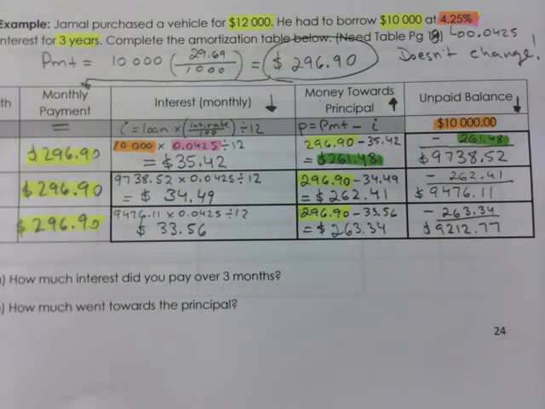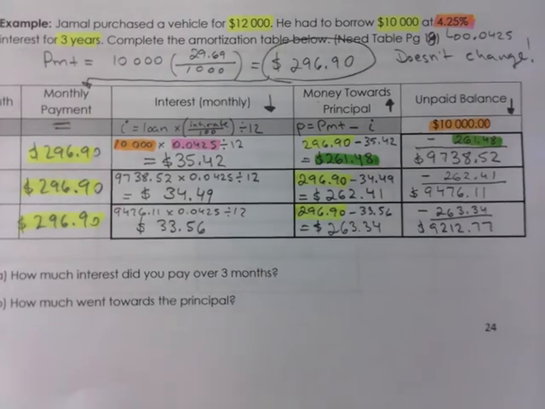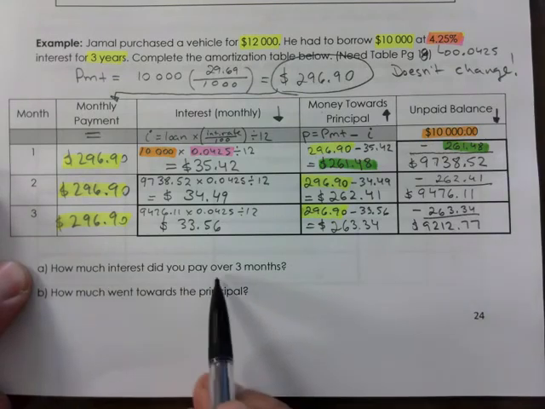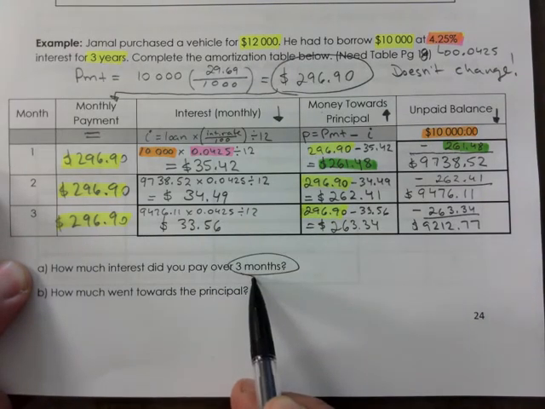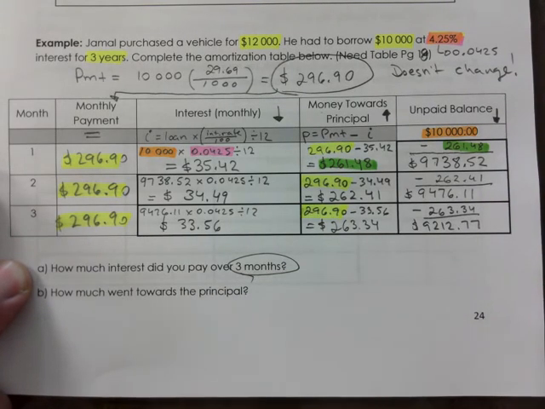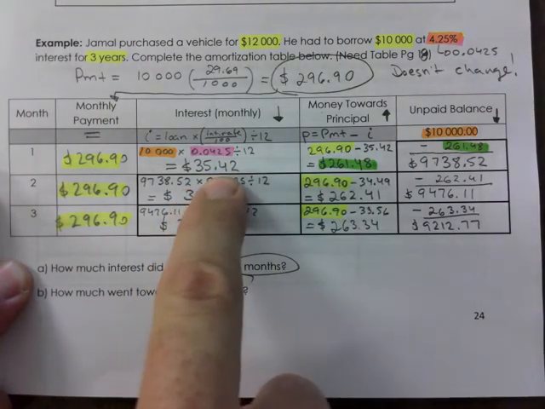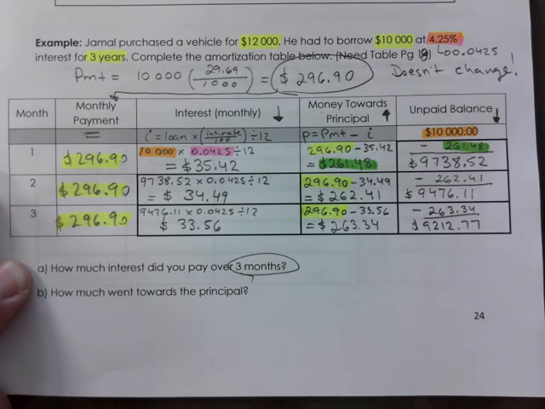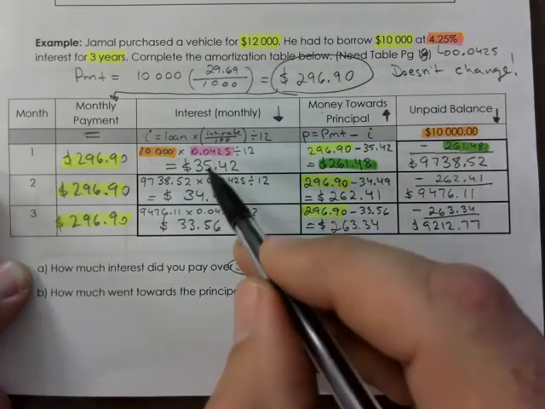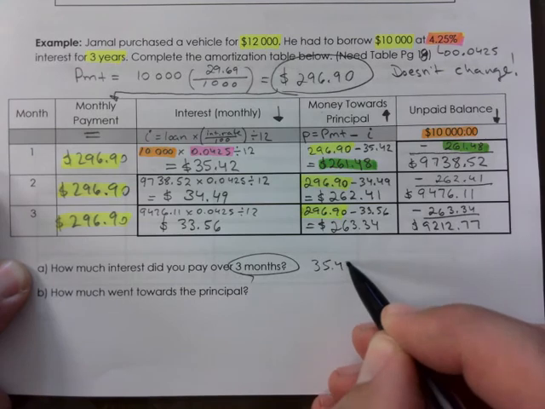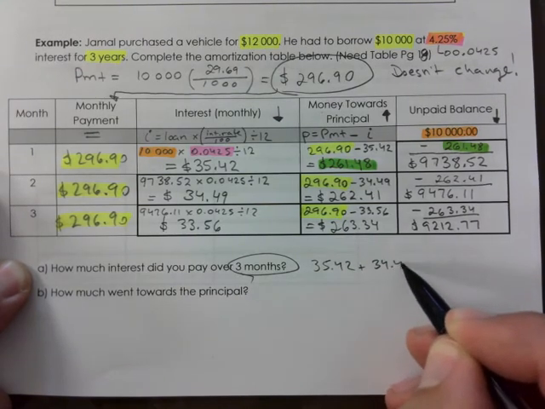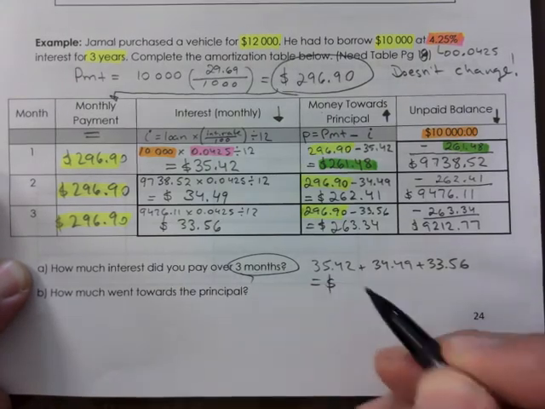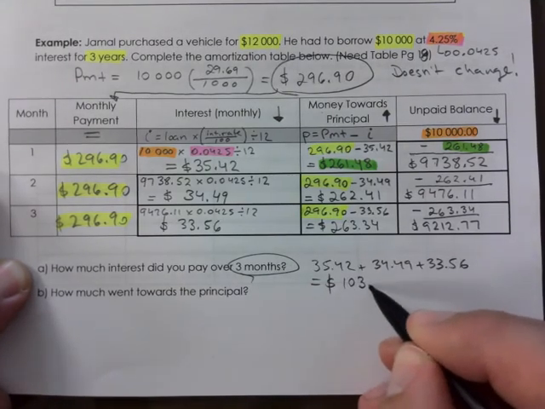Check for understanding. Okay, let's answer that, and then I promise after this we're done today. How much interest did you pay over 3 months? Not the first month. Remember the first month interest? It's this one right here, the 35.42. But for 3 months, add up all the interest, right? So you add 35.42 plus 34.49 plus 33.56. 103.47. Yeah.